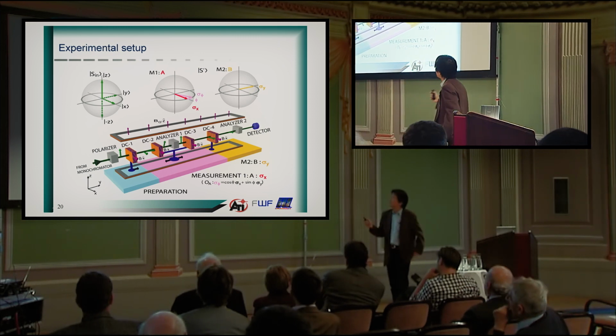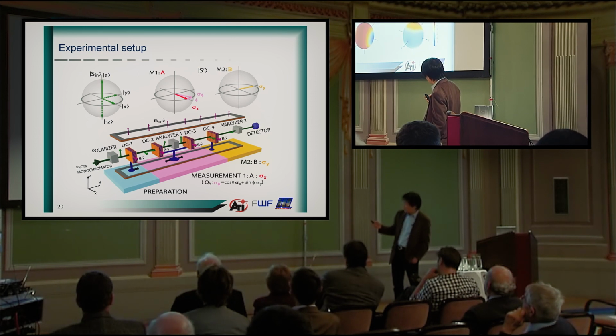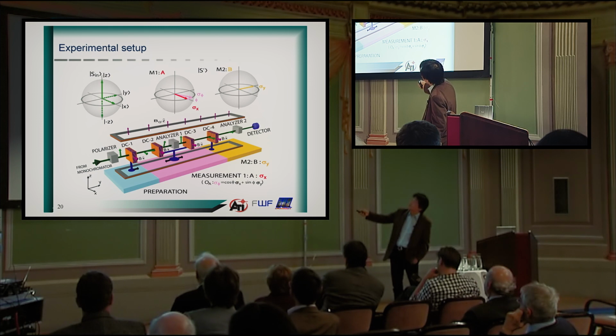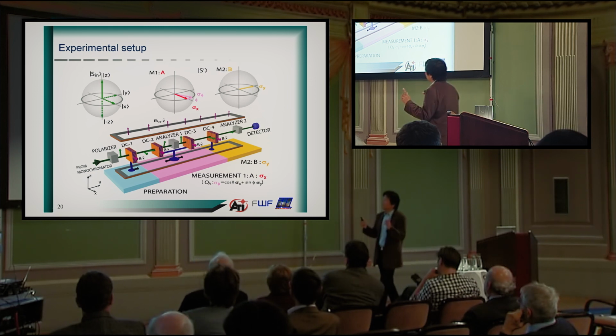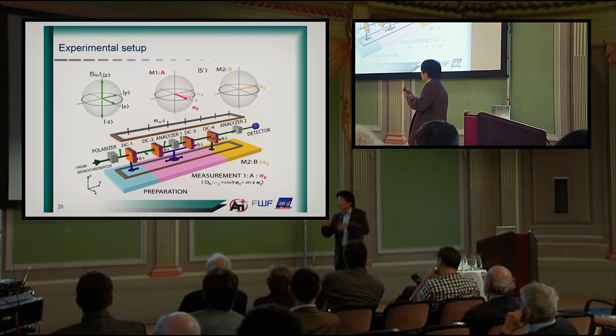This is the experimental setup. This blue region is a preparation of the spin. An up spin is prepared. Then we need some additional spin state.